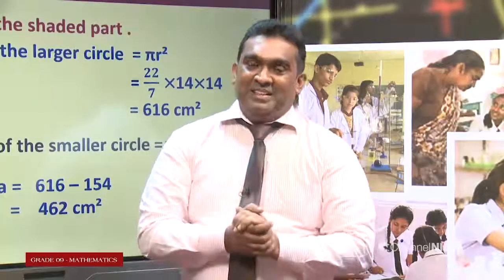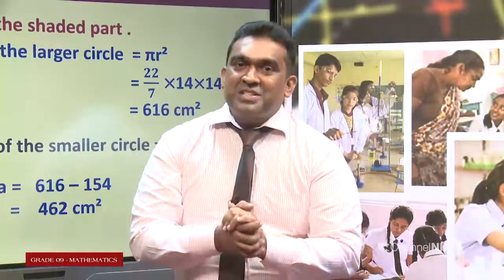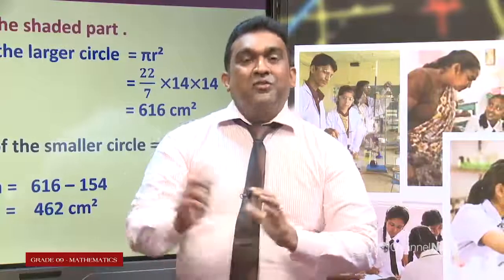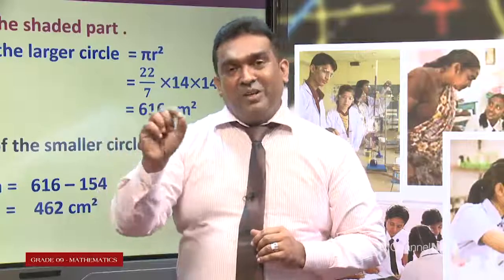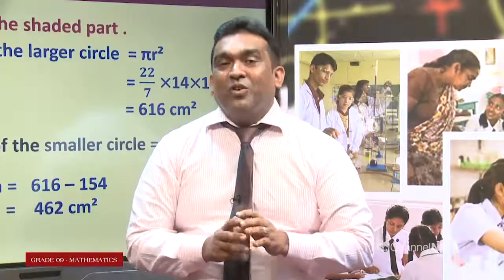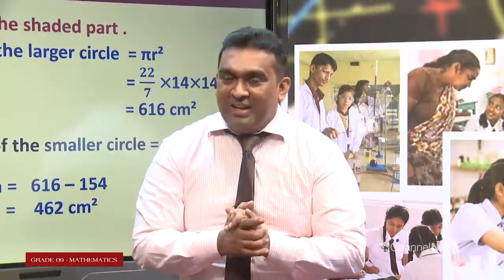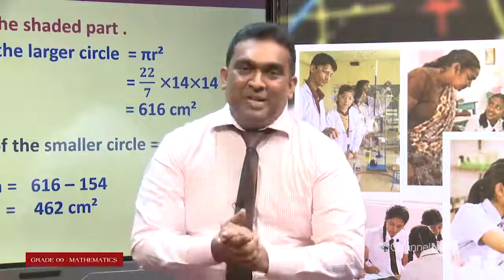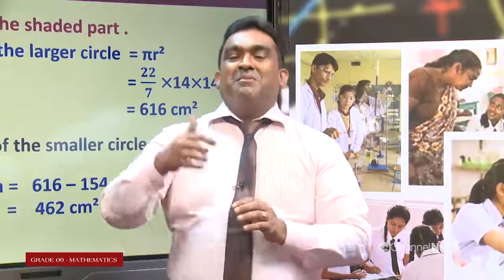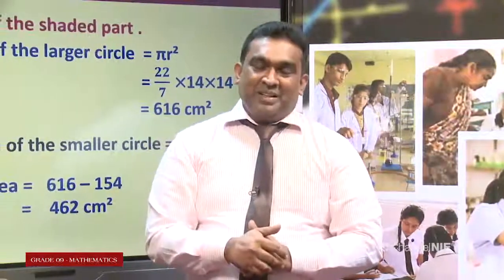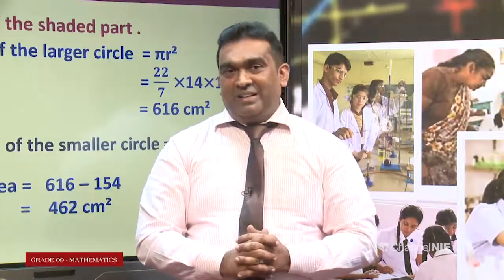Then circle. If you want to find the area of a circle, you need the radius. If you have the diameter, what to do? You can divide the diameter by 2, then you have the radius. Then what is the formula for finding the area of a circle? Pi r squared. Pi is a constant value, that is 22/7, multiplied by radius squared. Then you know that area of a circle is equal to πr squared.